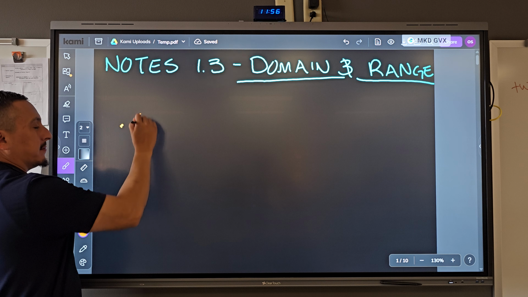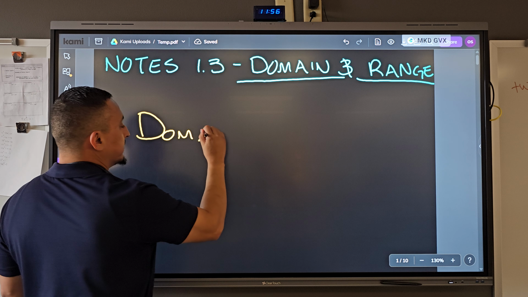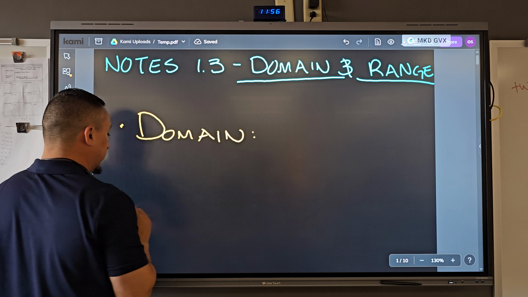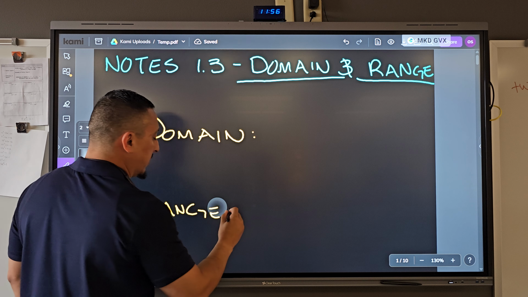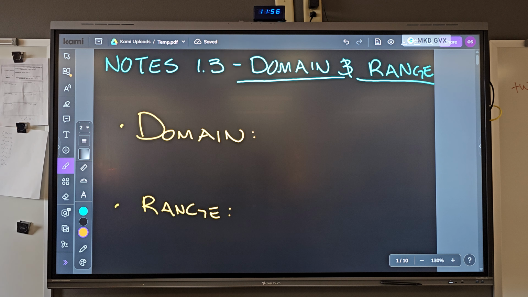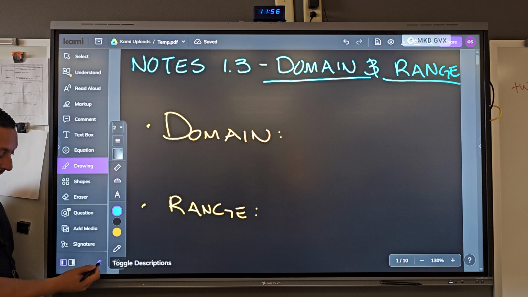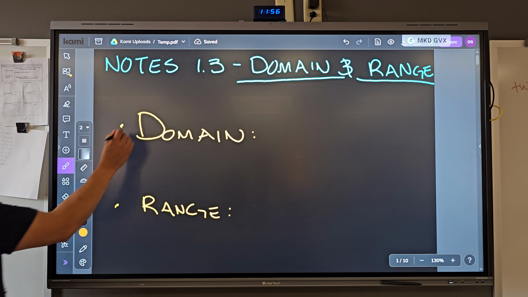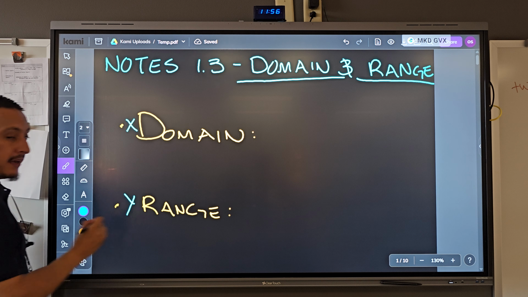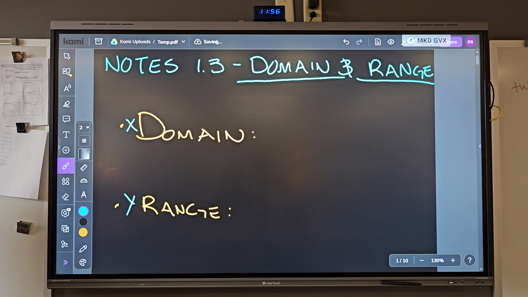So first, let's talk about domain and range. The first part you need to know is who. And if you ever forget which one is the X and which one's the Y, it's just alphabetical order. D comes before R, the same way X comes before Y in the alphabet. So if you ever forget, just remember they're both in alphabetical order.